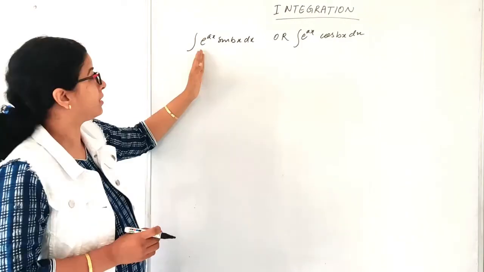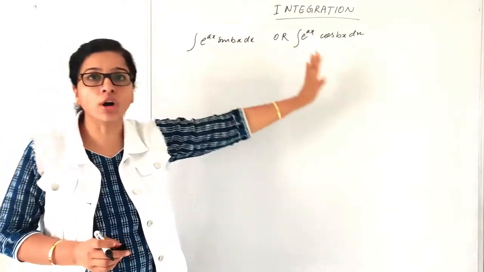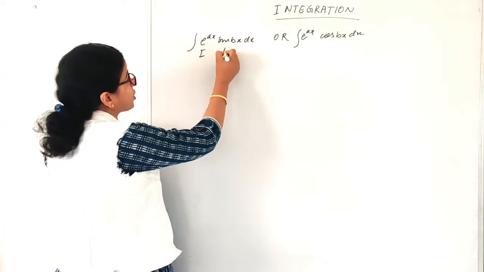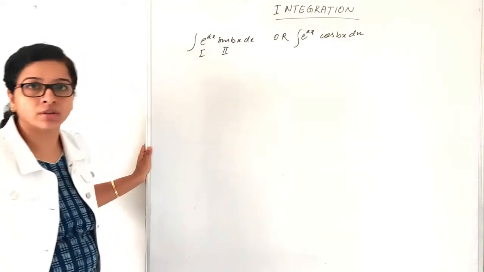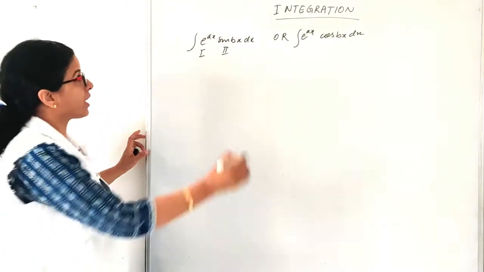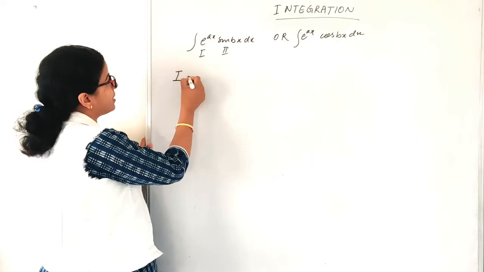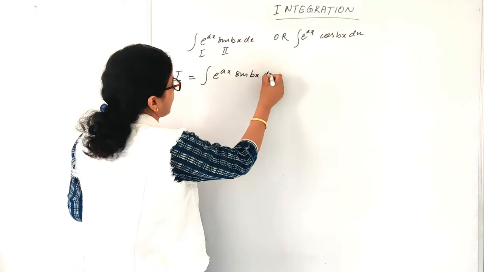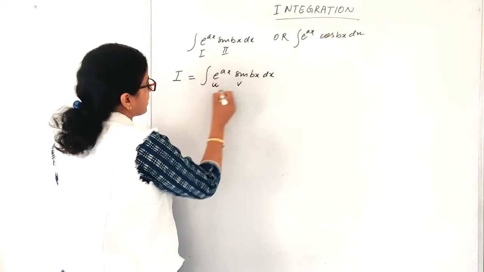So whenever with exponential you have sin x or cos x, how are we going to solve? We will take this as first function and this as second function, okay? This as u and this part as v, right? Now let us check how we are going to solve. So let us write this integral as I is equal to integral of e to the power ax sin bx dx. So I am taking this as u and this as v, right?